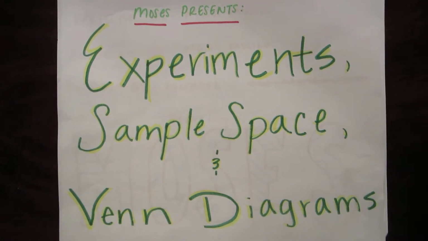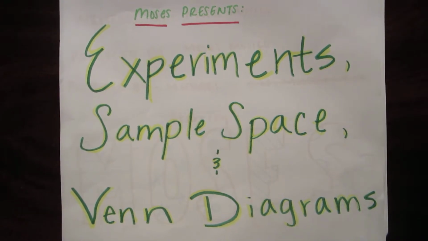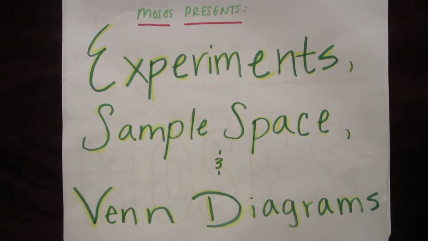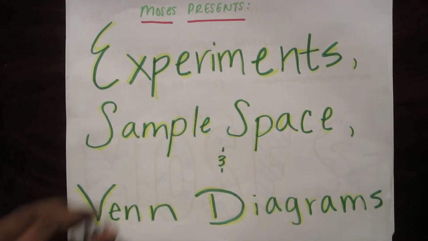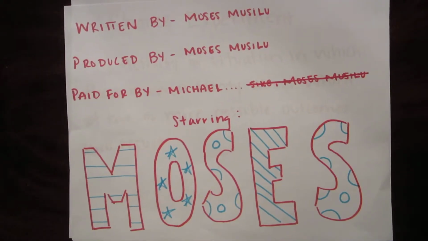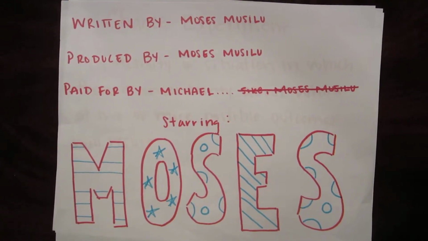Ladies, gentlemen, Jerry, I would like to welcome you all to this amazing production. Moses presents Experiments, Sample Space, and Venn Diagrams. Written by Moses, produced by Moses, and paid for by Michael.